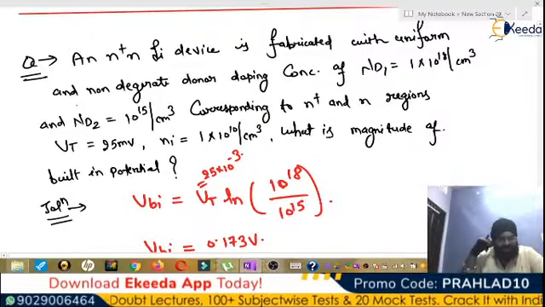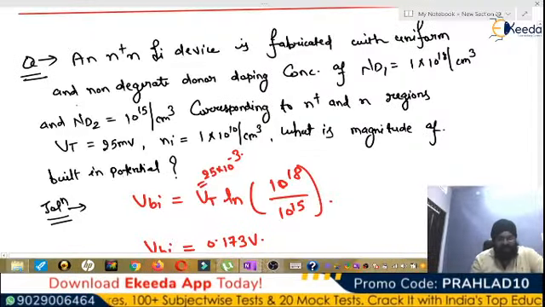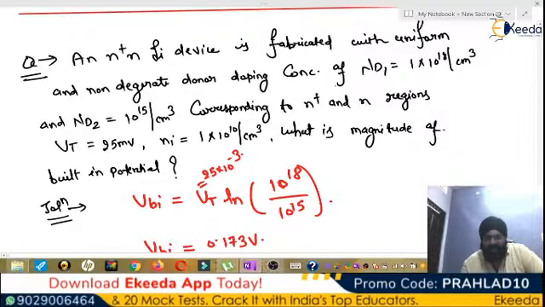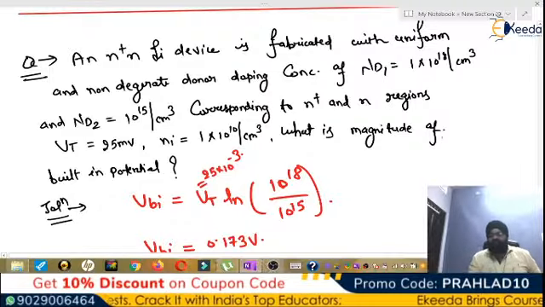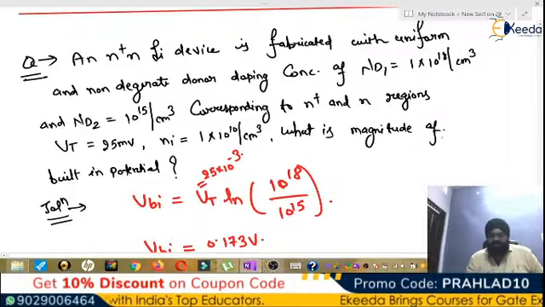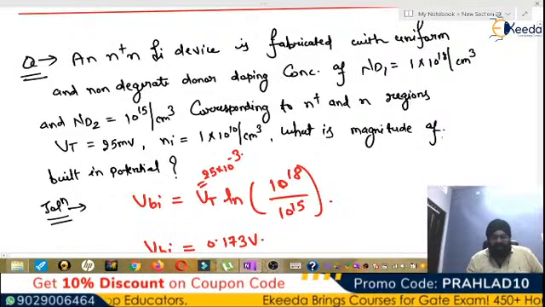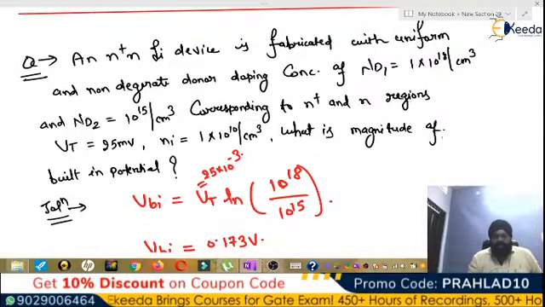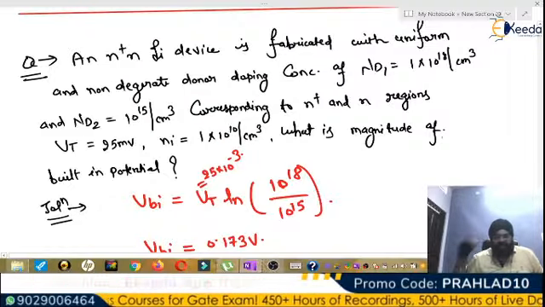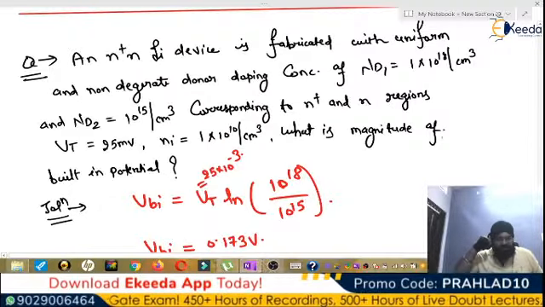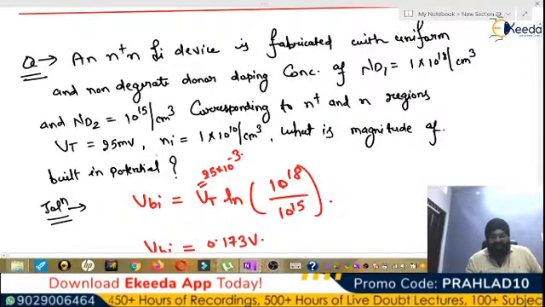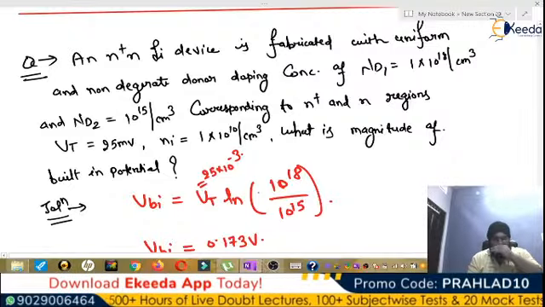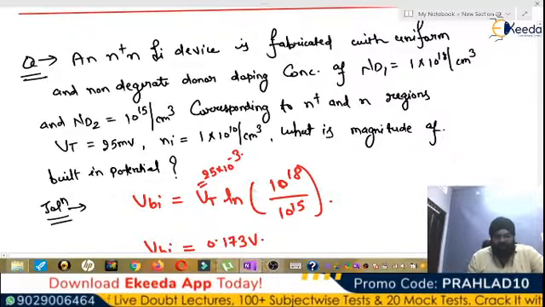So the next question is, an N plus N silicon device is fabricated with uniform and non-degenerate donor doping concentration of ND1, which is 1 into 10 to the power 18 per centimeter cube, and ND2, which is 10 to the power 15 per centimeter cube, corresponding to N plus N regions, and thermal voltage is given as 25 millivolt. Ni is 1 into 10 to the power 10 per centimeter cube. Then what is the magnitude of built-in potential?